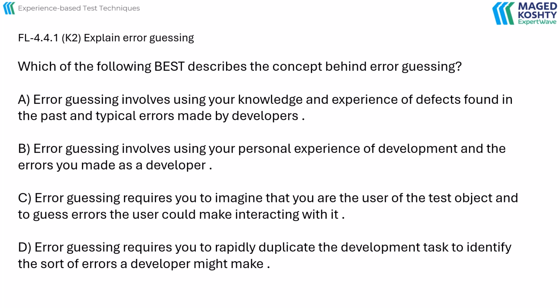A. Error guessing involves using your knowledge and experience of defects found in the past and typical errors made by developers. This is correct. The idea behind error guessing is that, based on the tester's experience, they try to guess what errors the developer might have made and what defects might be in the test object.